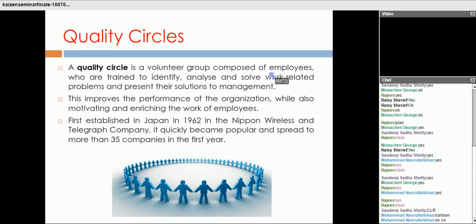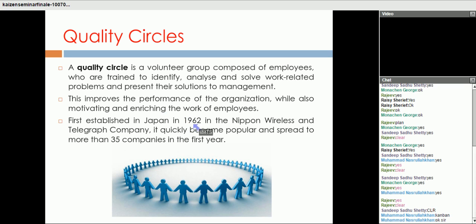Quality Circle. So Quality Circle is a volunteer group composed of employees who are trained to identify, analyze and solve work-related problems and present their solutions to the management. So this improves the performance of the organization while also motivating and enriching the work of employees.